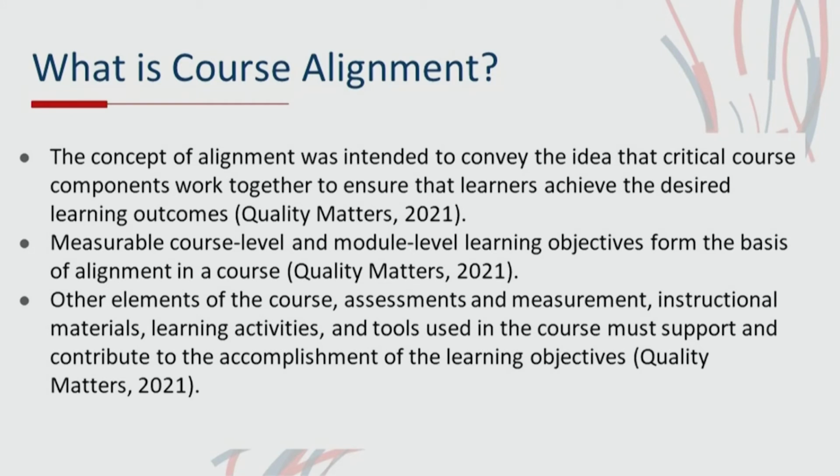Your course alignment is the concept that's intended to let everybody know that everything works together. If they align, they're congruent with each other, they work together. Both your course level and your module level objectives form that basis. So it's very, very important that from the very beginning, those are solid. And then you have the other elements that are part of your alignment, but they also have that important part of making that course solid. And when I say solid, I mean it's a course where you've got measurable objectives, measurable actions, everything aligned, everything works together in a very fluid manner.